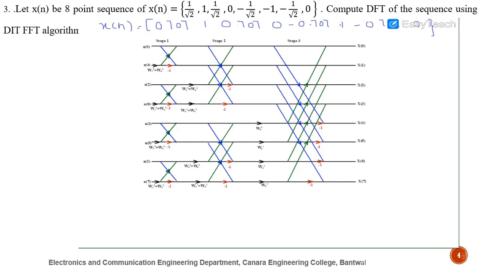So decimation in time. So therefore, first I'll get x of 0 value, and x of 0 value is 0.707. Then I have to write x of 4 value, and x of 4 is given by minus 0.707. Then I have to write here x of 2. X of 2 is given as 0.707. And you have x of 6, and x of 6 is given as minus 0.707. Then we have here x of 1. X of 1 is 1. Then we have x of 5. X of 5 is given as minus 1. X of 3, and x of 3 is 0. X of 7 is also 0.